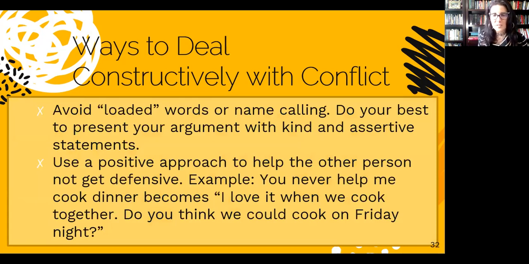Continuing on with constructive ways to deal with conflict. Avoid loaded words or name calling. Name calling is always dirty fighting. Loaded words can be problematic because loaded words will elicit a defensive response. And once somebody gets defensive, we're not going to have a meaningful, helpful conversation. So do your best to present your arguments assertive and kind.